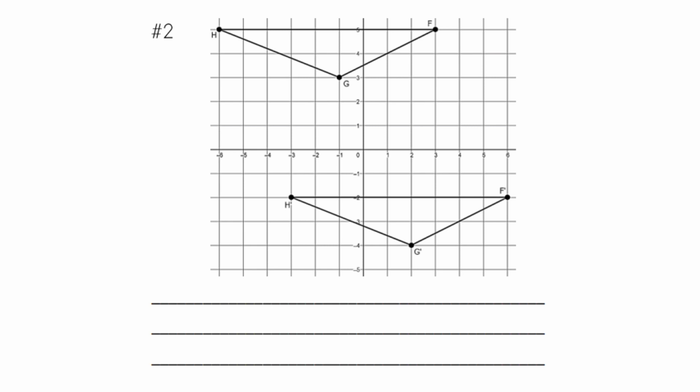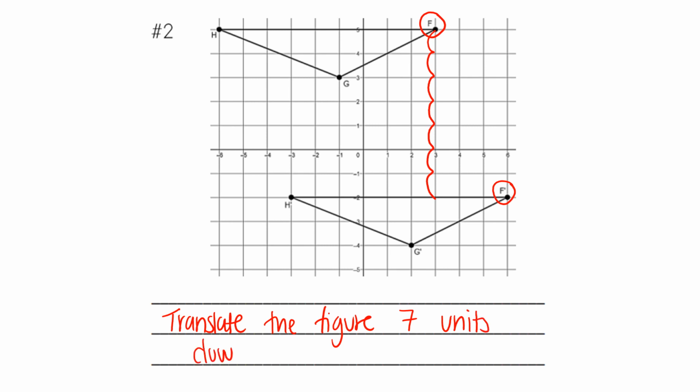Number 2, again, we want to take our original point. You can choose any of them, going from point F to the new F prime. We're going to count down 1, 2, 3, 4, 5, 6, 7. So we would label that and write it as translate the figure 7 units down. And then we're going to go to the right 1, 2, 3. And so we label it 3 units right.